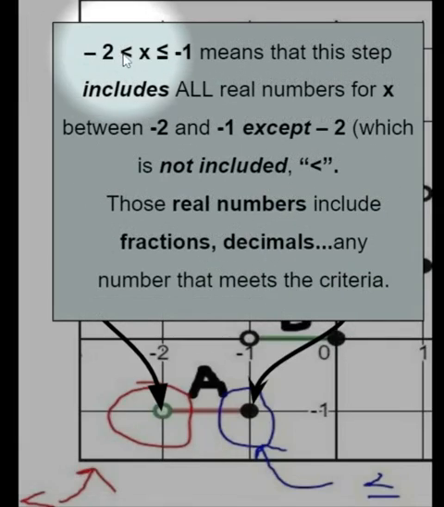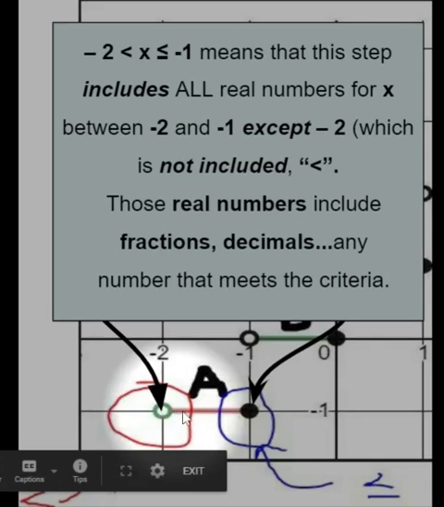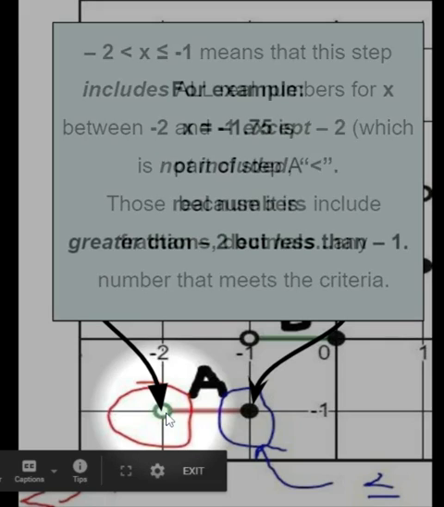So -2 < x ≤ -1 means that this step includes all real numbers for x between -2 and -1 except -2, which is not included. How do we know it's not included? Because it just has that less than sign. Those real numbers include fractions, decimals, any number that meets the criteria. So all the numbers in between here, the fractions, the decimals, every number between -2 and -1 except -2.